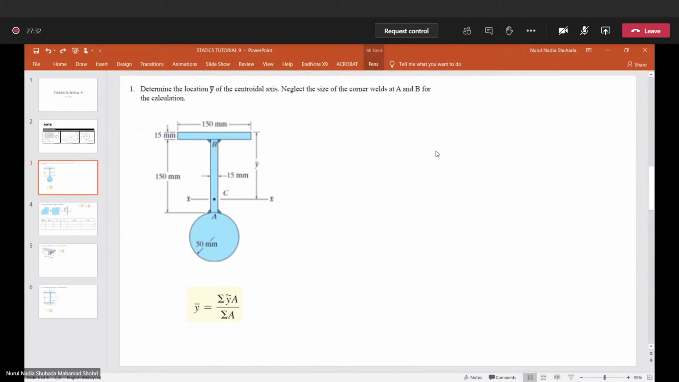Before we start, kindly take note that you can see something like this. You can see the axis actually at the centroid here. So this is the question telling us that if you want to find the centroid value for each geometry, you have to measure it from the centroid to the axis up here.